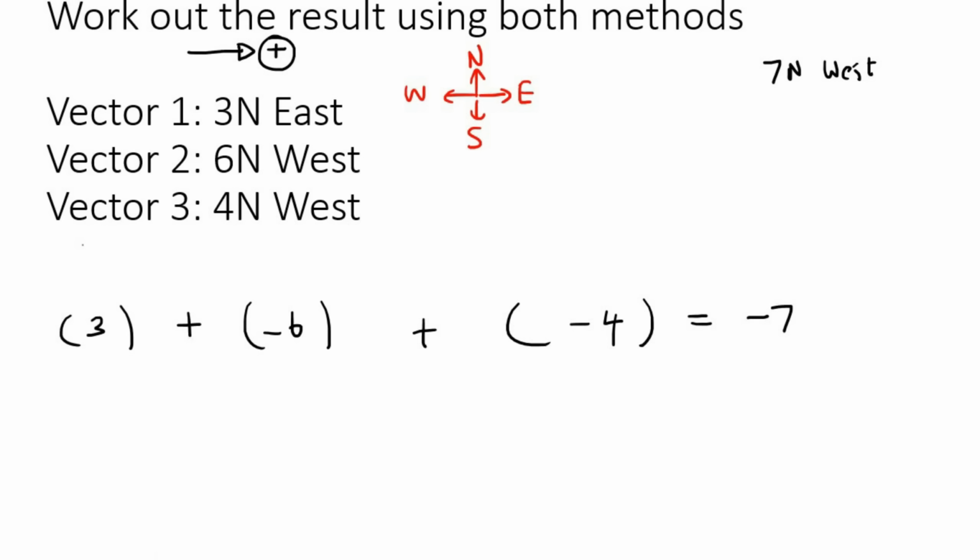So what does that mean? Well, we chose everything to the right, or everything east, as positive, but then we get a negative answer. So all that means is we're going to say 7 newtons, and we're going to say west. Because east is positive, but we're getting a negative answer, so west is negative. So we got 7 newtons west. You see, it's the same answer when we do the calculation as when we do the drawing method.